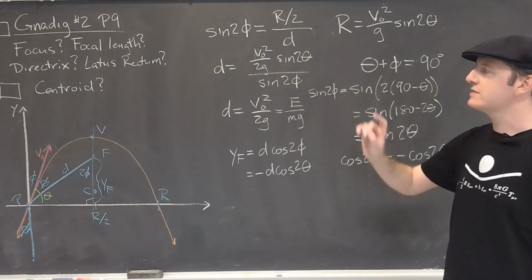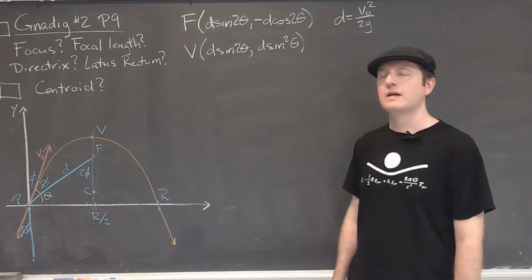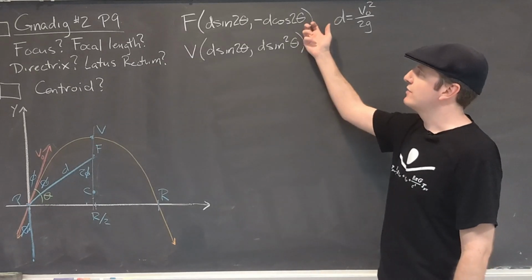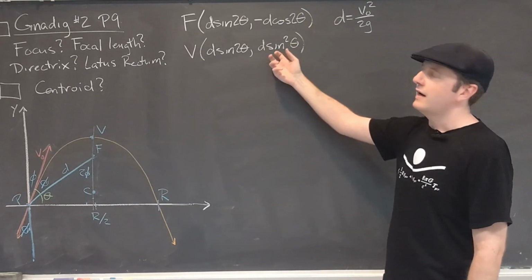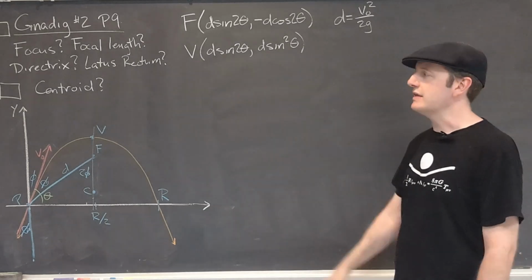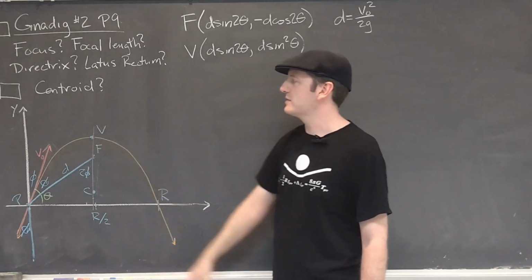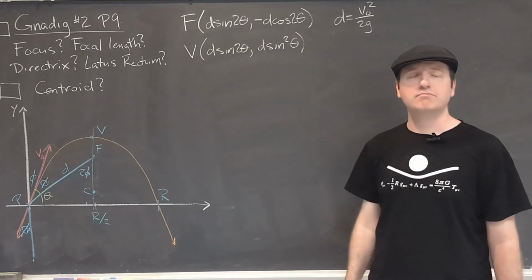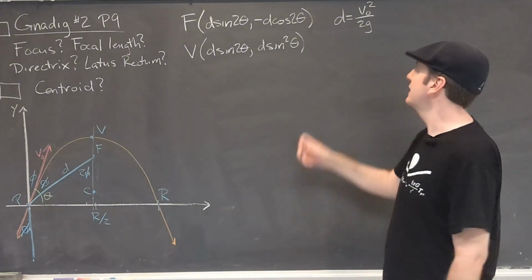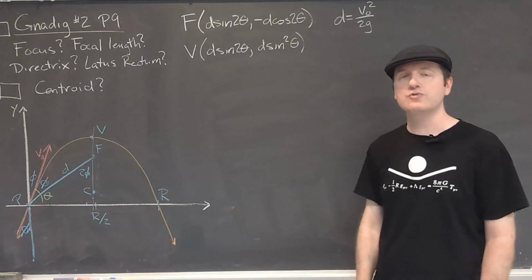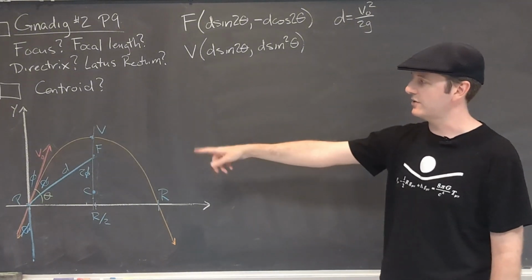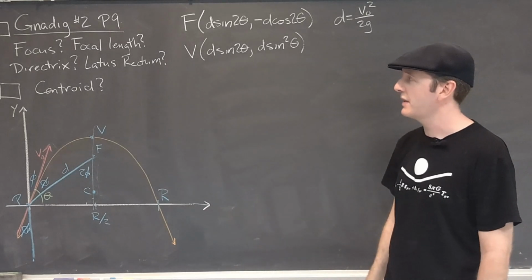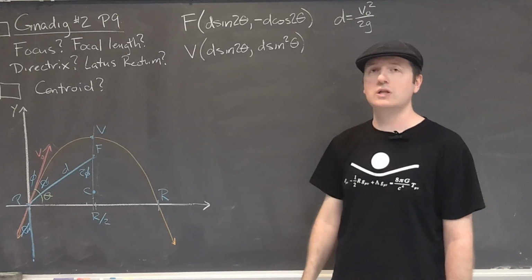Okay, so we found the focus. Now let's find the focal length. Okay, so here are the coordinates of our focus, our focal point. As a reminder, here are the coordinates of the vertex. This is the location where this parabola has its maximum height. We worked out the maximal height formula earlier. Again, this d is v naught squared over 2g, a fixed constant that's also the distance from the launch point to the focus. The next thing I want to calculate is the focal length.